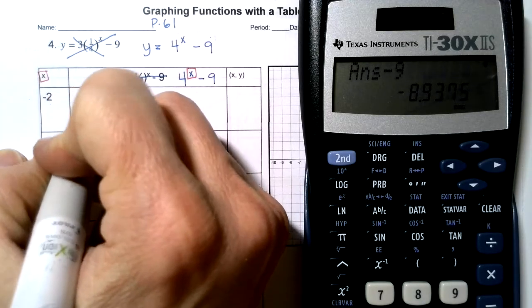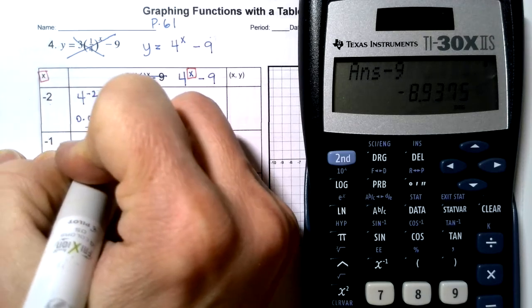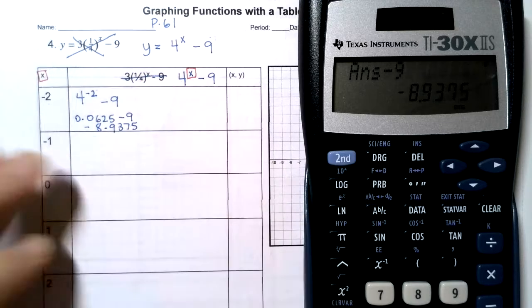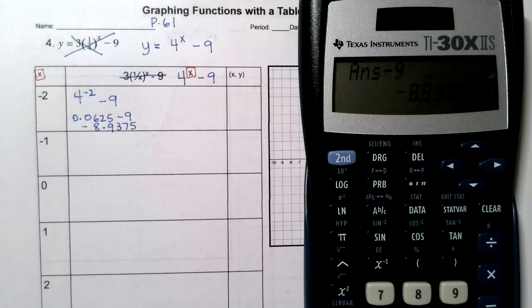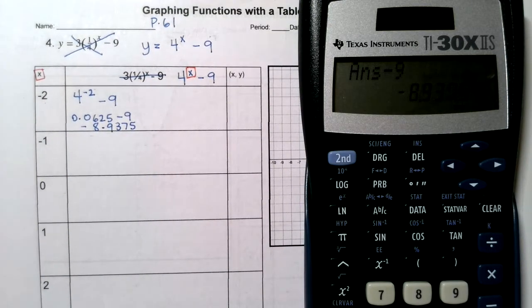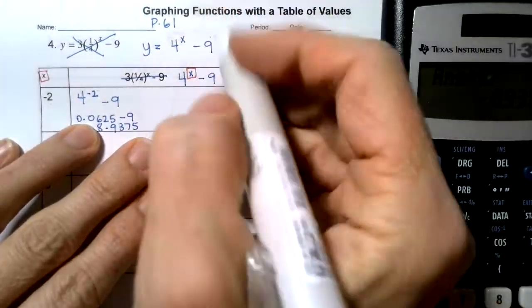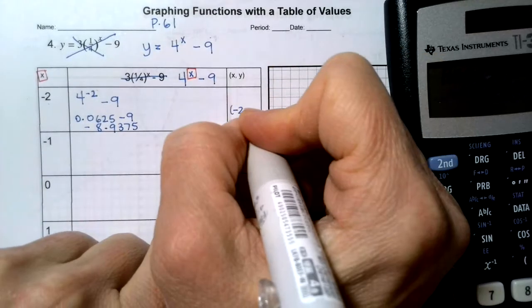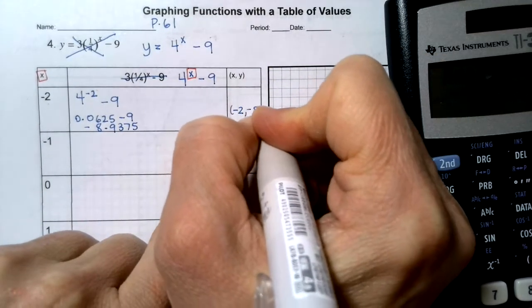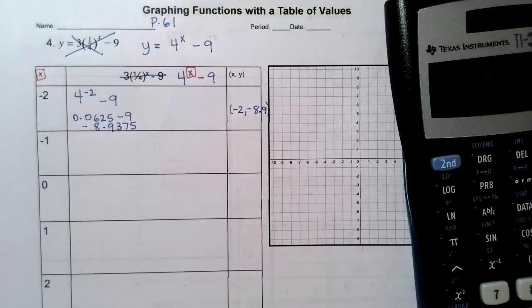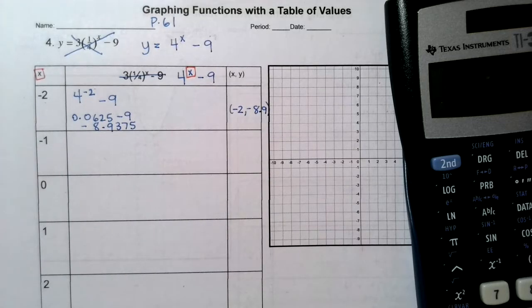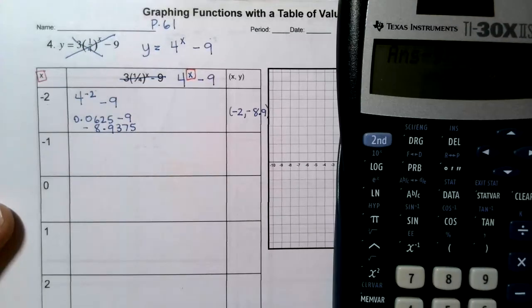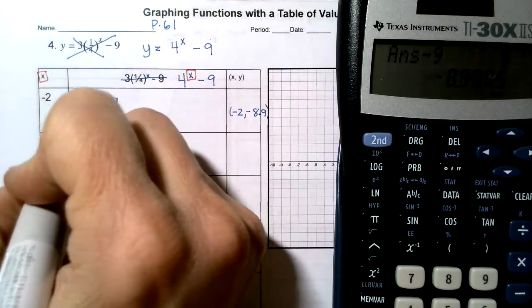And so we have negative 8.9375. And I'm going to plot these values all at once at the end, but I'm going to record them here in my table. So when x is negative 2, y is approximately negative 8.9. And I'm just going to round it like that for that small space that I have there. So almost negative 9.